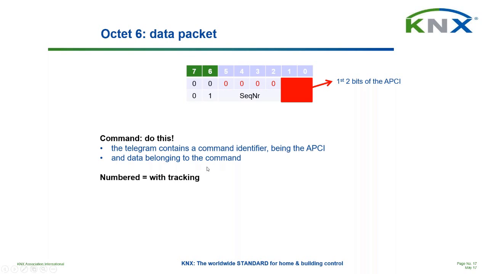If this is indeed such a telegram, then the telegram will always contain a command identifier, which is actually the APCI. It controls indeed the application, right? Not only is it clear which command it is in the telegram, but also the data belonging to that command, of course.